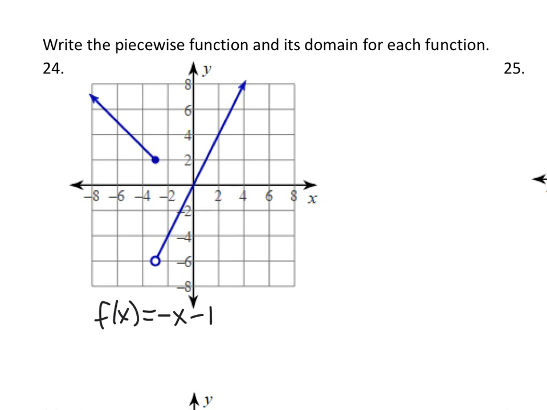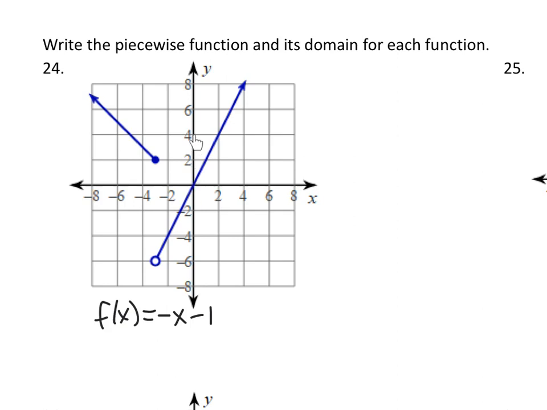Now for the next line, I don't need to do all that. For this line here, it already crosses the y-axis right here at 0. So I know that the y-intercept is 0. So really all I need to find is the slope. Well, this graph goes up 4 over 2, which is a slope of 2.